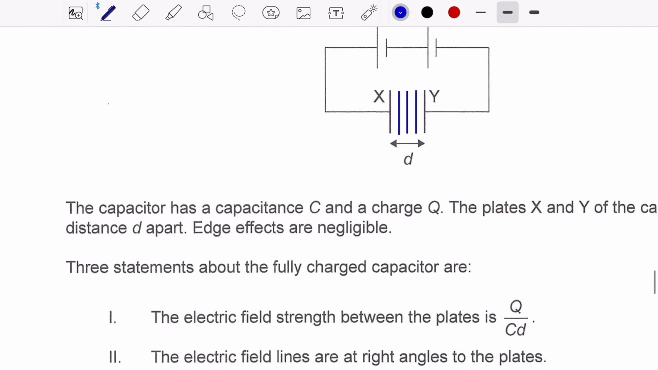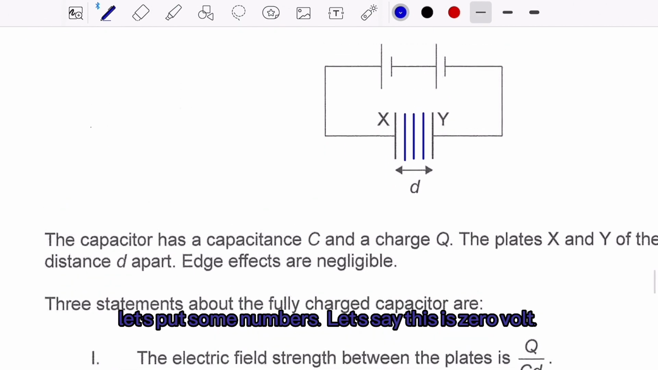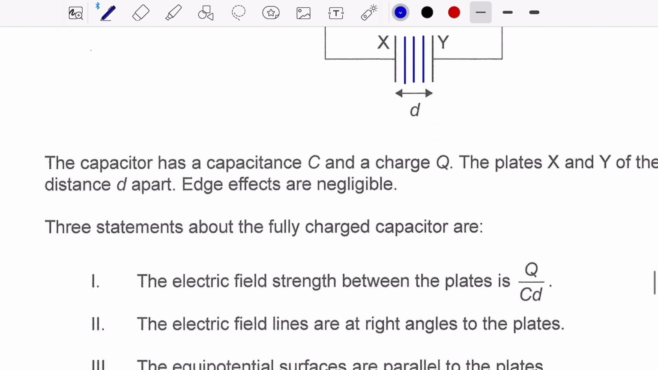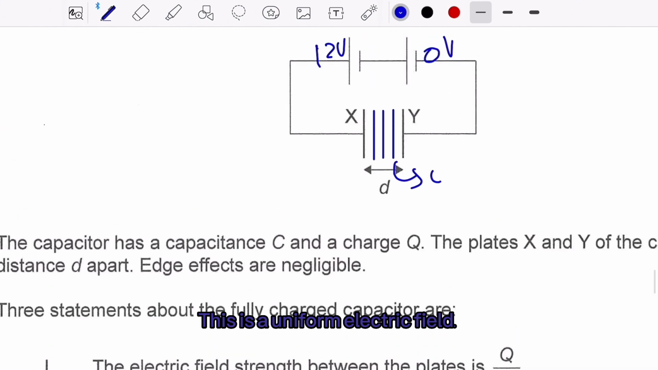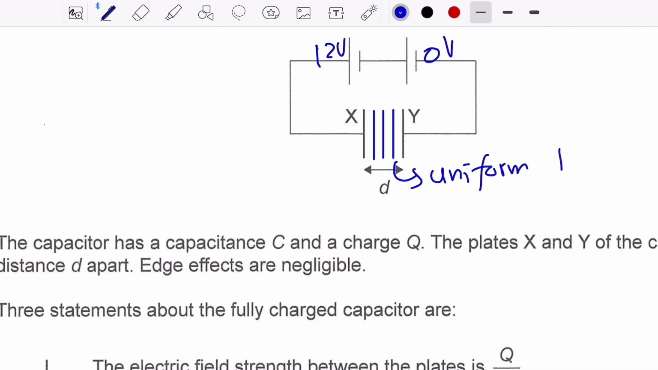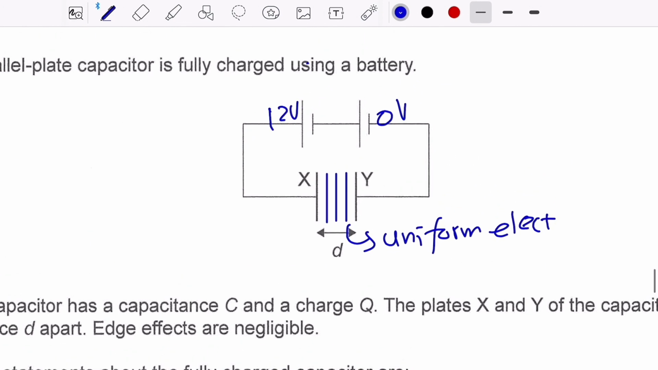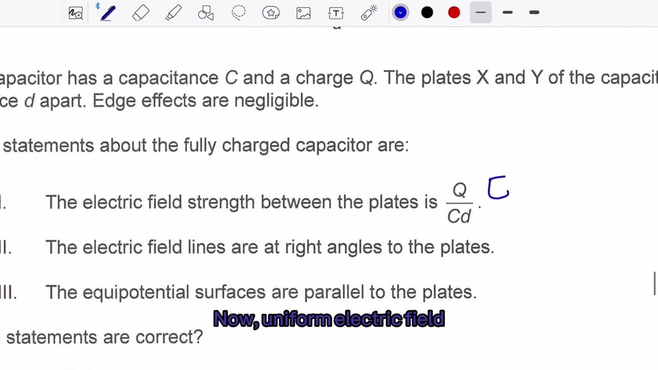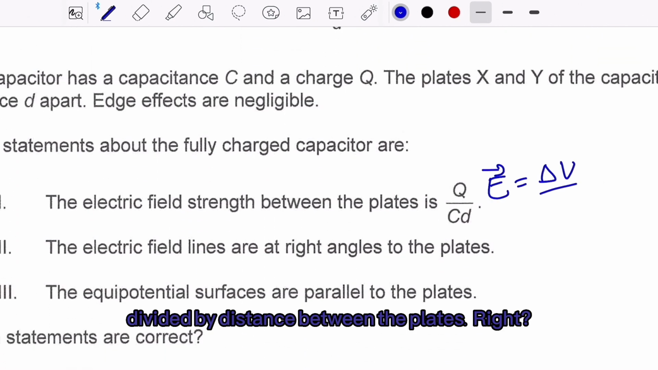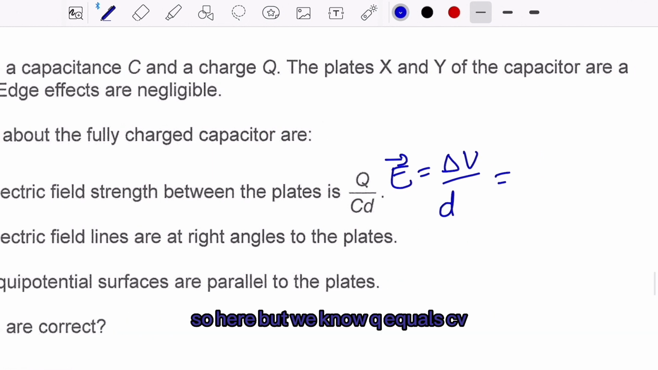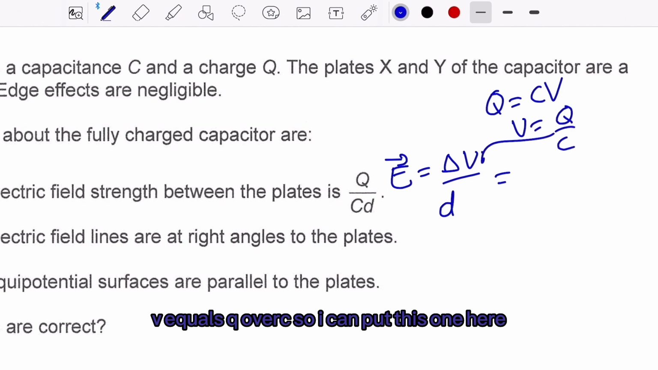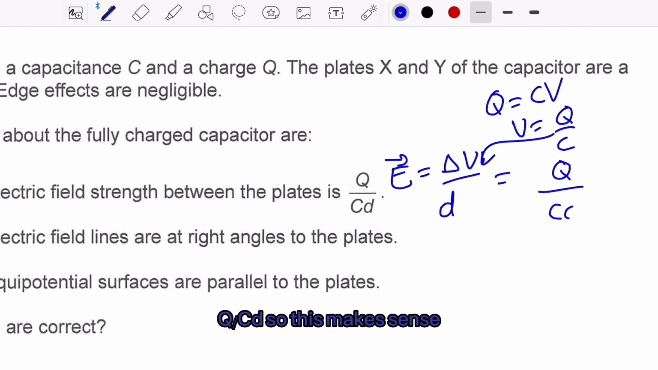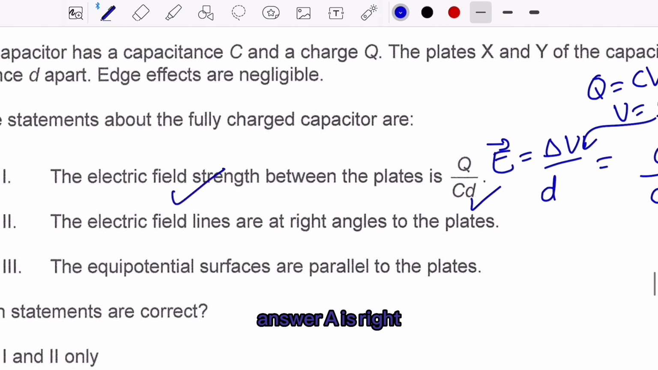This is about a capacitor. To understand this question, let's put some numbers. Let's say this is 0 volt, this is 12 volt. First they say the electric field strength between the plates is this one. This is a uniform electric field. Now uniform electric field strength is potential difference divided by distance between the plates, right? But we know Q equals CV, V equals Q over C. So I can put this one here, Q over Cd. So this makes sense. Answer A is right.